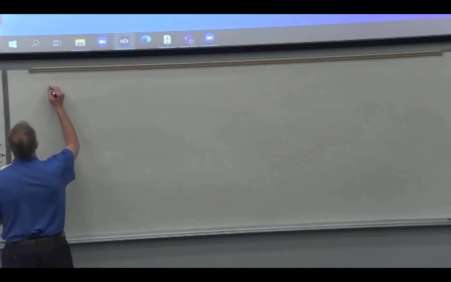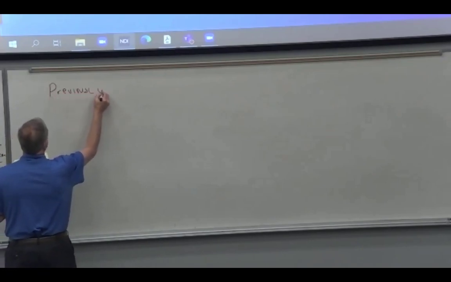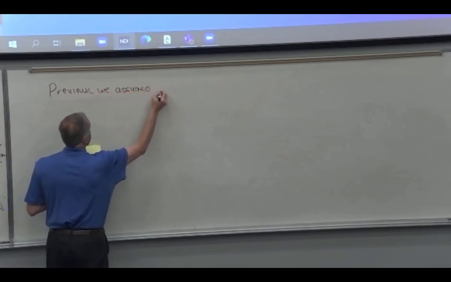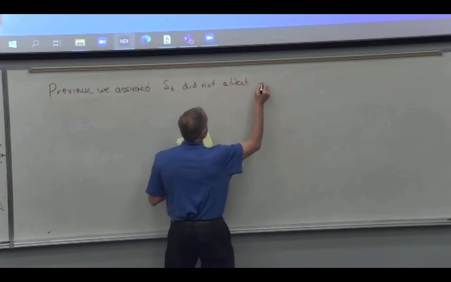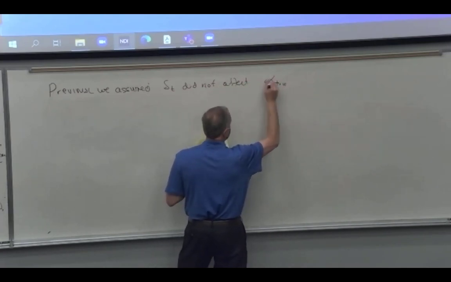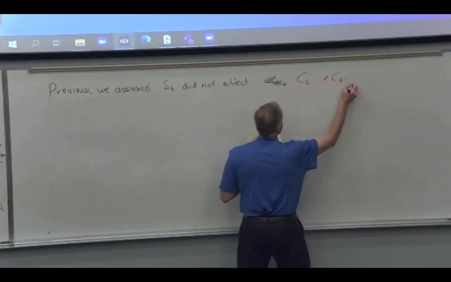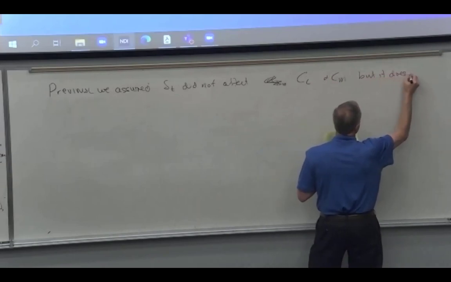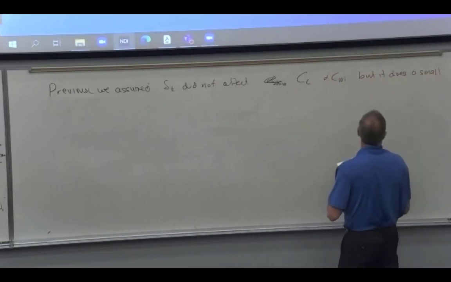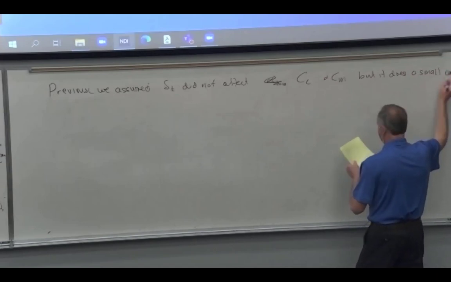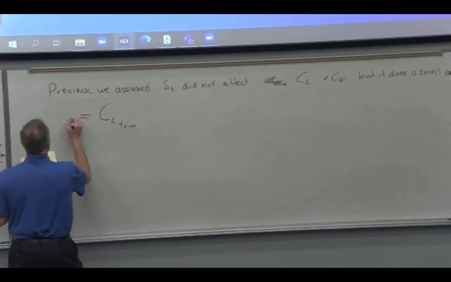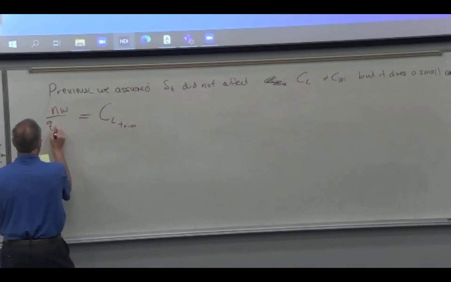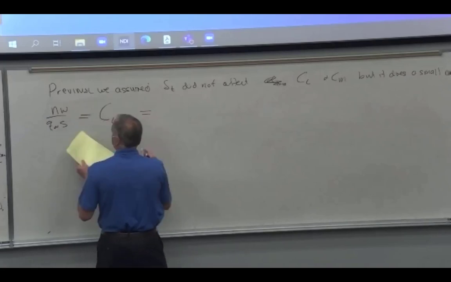So in the previous, we assumed that the trim tab did not affect CL and CM, but it does. It's usually a small amount. So what we're doing over there is totally valid. But if we want to be 100% accurate, then we would just solve all three equations at the same time. So we have CL trim, which is what we call nW over Q infinity S. Again, we've been doing level flight, so the load factor is usually one. So it's lift equals weight.